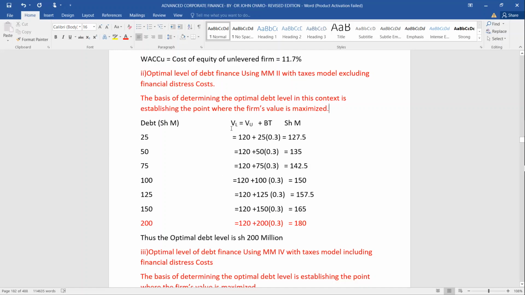We use the MM2 model to find the value of a levered firm. And I told you yesterday that VL is VU plus BT. VU, we know. The value of the unlevered firm is 120 million. So at this level of debt, 25 times the corporation tax rate, does that give us 127.5 million?